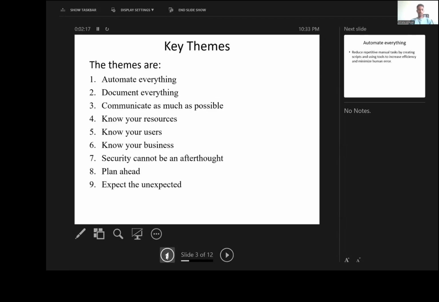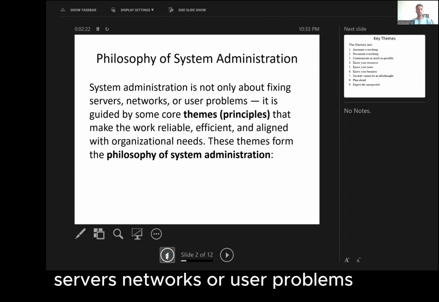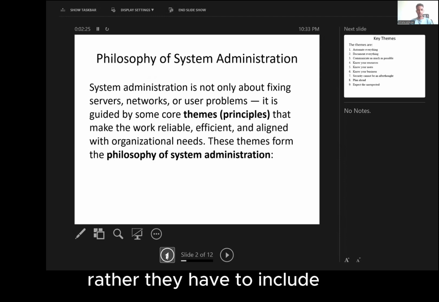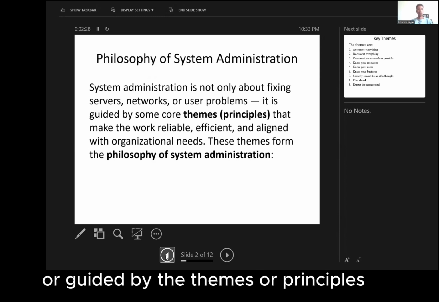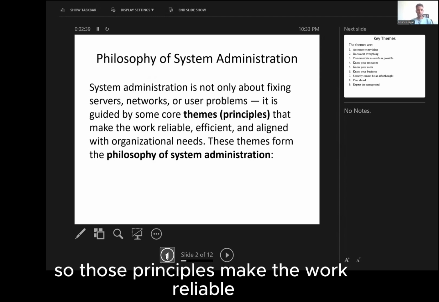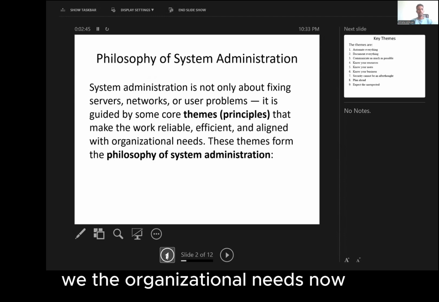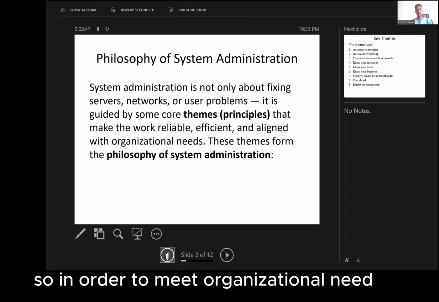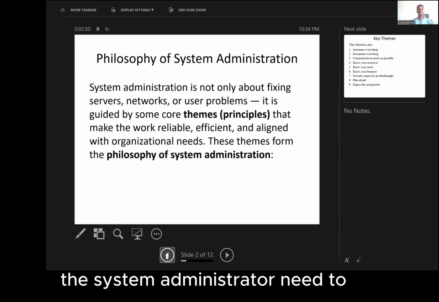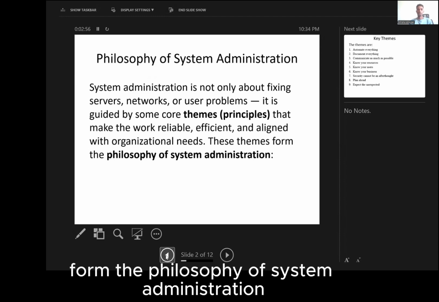The system administrator is not only about fixing servers, networks, or user problems. Rather, they have to be guided by themes or principles. Based on those principles, the system administrator can perform different activities on their systems. Those principles make the work reliable, efficient, and aligned with organizational needs. So in order to meet organizational needs, the system administrator needs to be guided by the principles. Those themes form the philosophy of system administration.